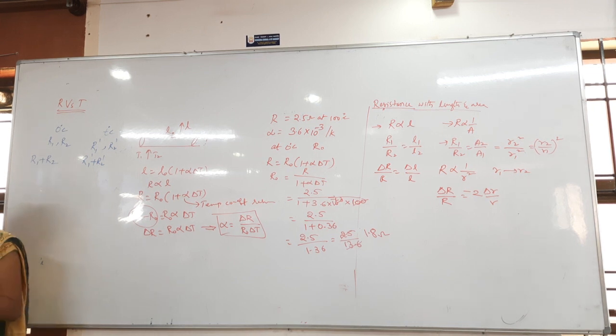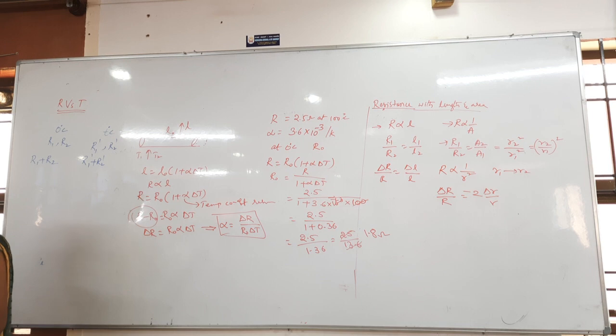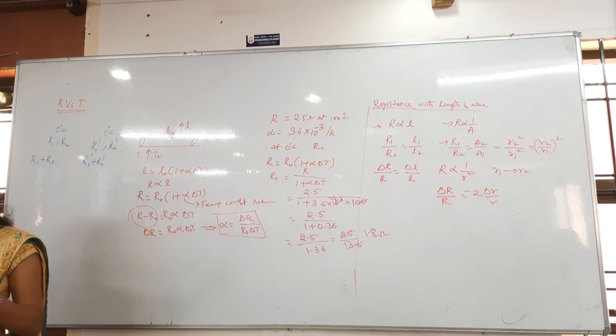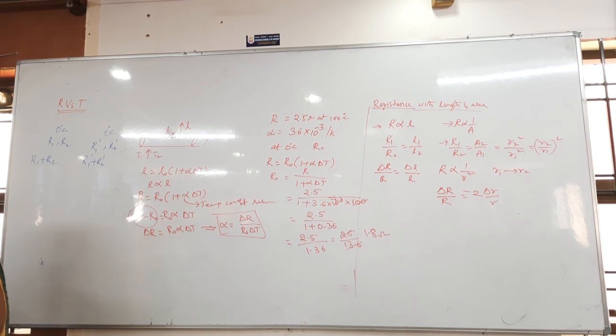See the question: what is the condition for the effective resistance in series to be the same at all temperatures? Initially, at 0 degrees Celsius, the series connection is there. Finally, at T degrees Celsius, it is R1 dash plus R2 dash. Both should be the same. What will be the condition for that? That is what you have to find out.